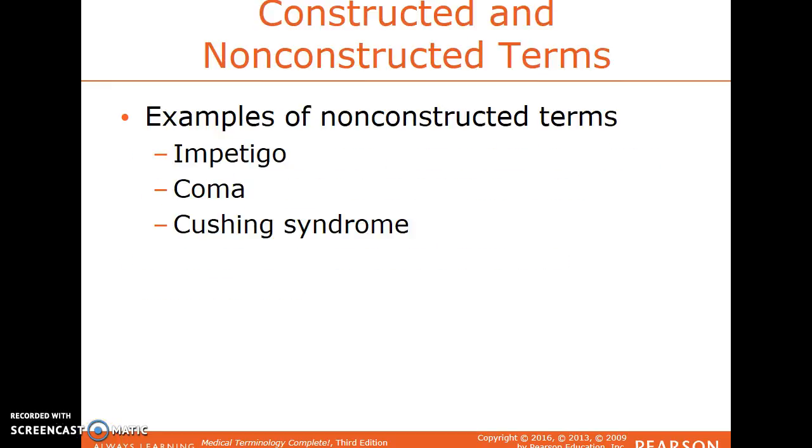So here are some examples of non-constructed terms. Impetigo, coma, Cushing syndrome. Obviously these aren't words that are put together from several different parts of a medical term. These are just words, non-constructed, and in order to master them, we just have to memorize them and what they stand for.